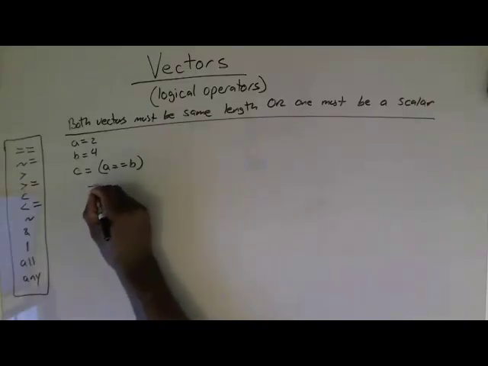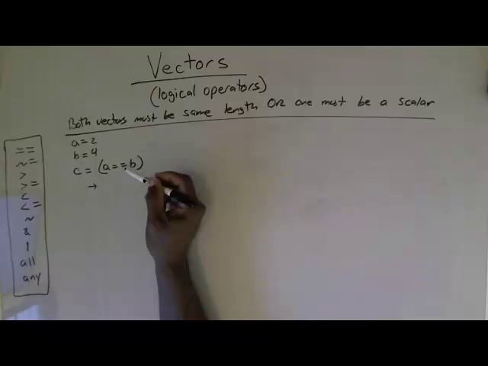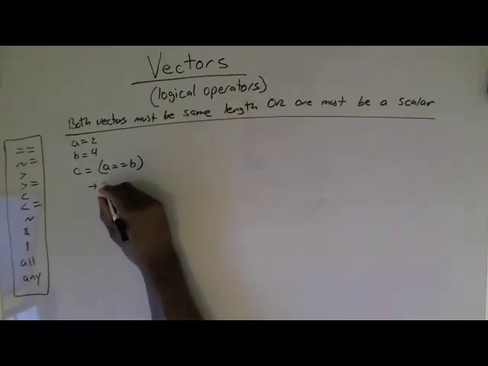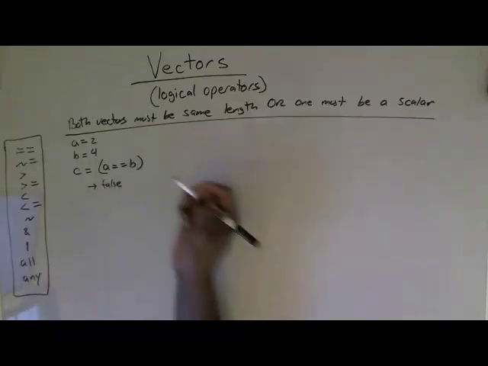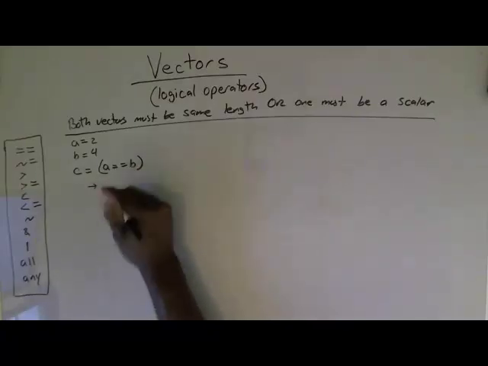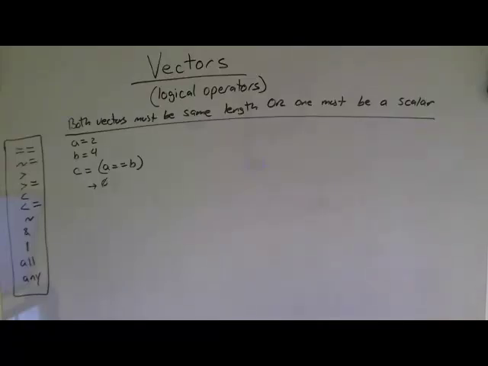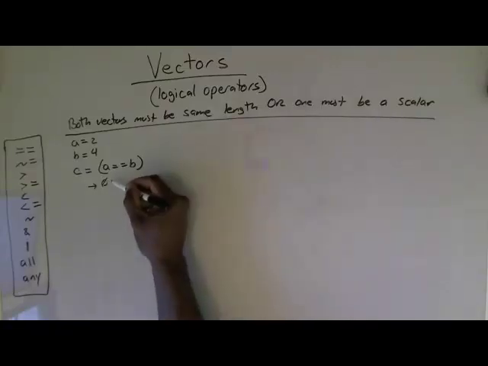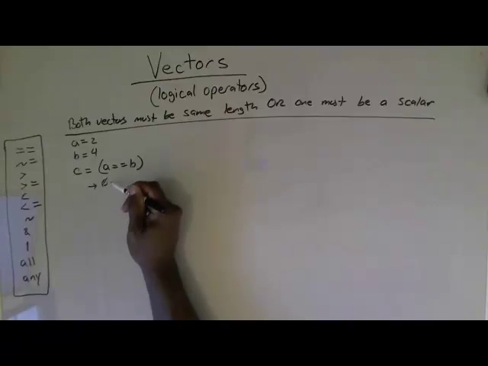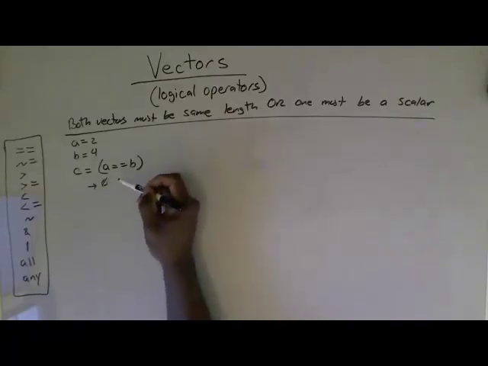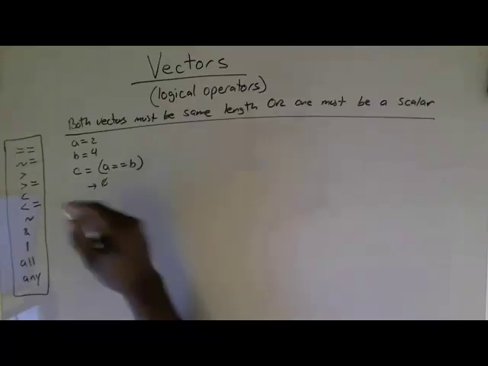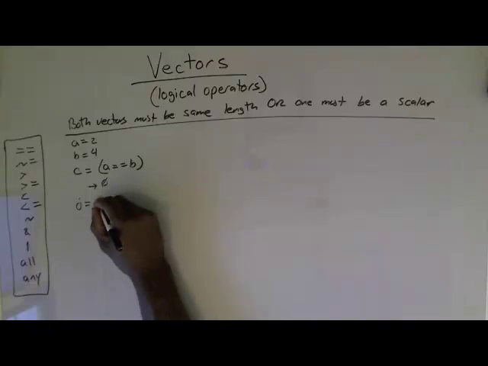Well, is A equal to B? No, it's not. So the value of C is false. But when you do this in Matlab, it will actually come up as a 0. And then you'll have to look in the workspace to see that C is actually a variable of type logical, or class logical. So that's 2 scalars.